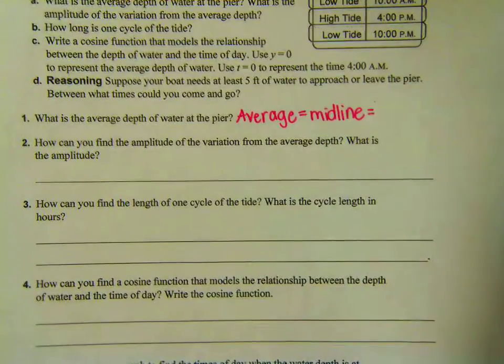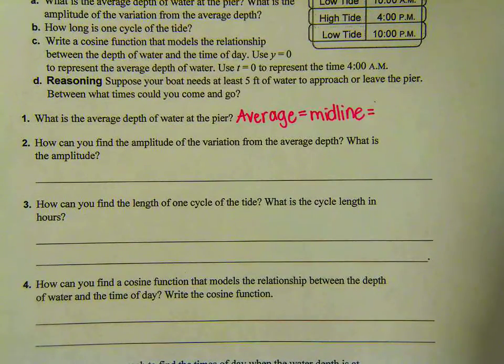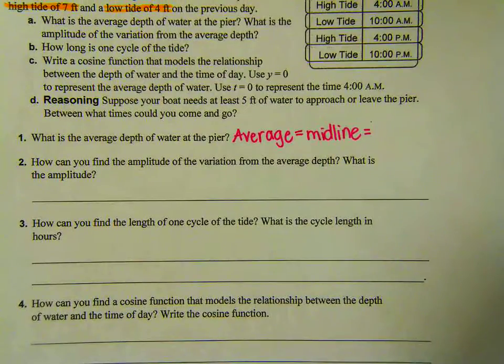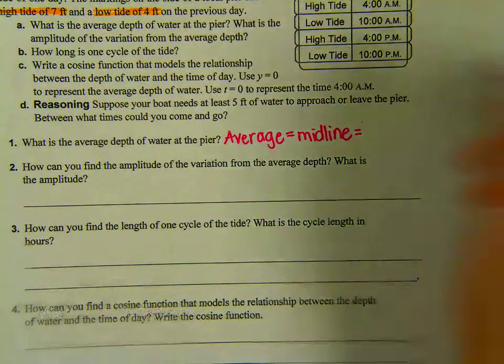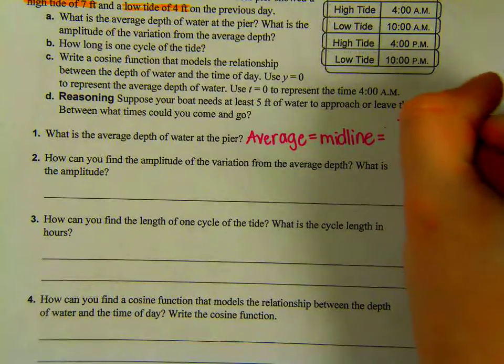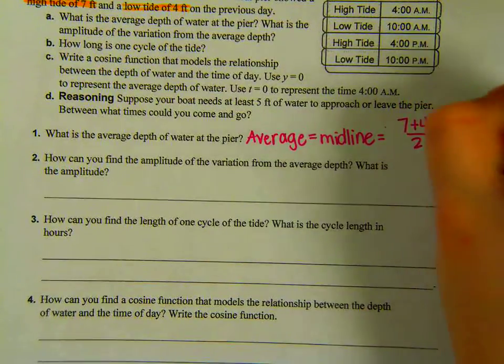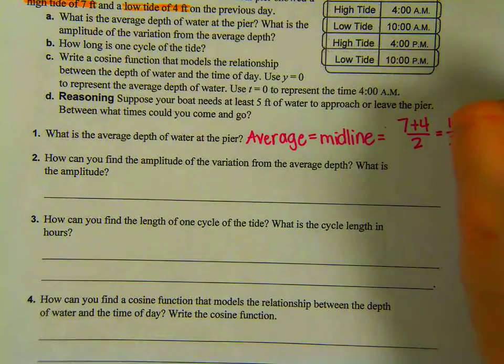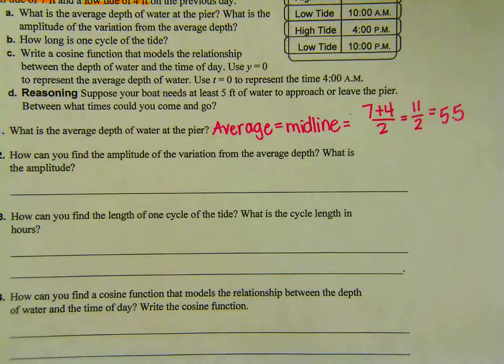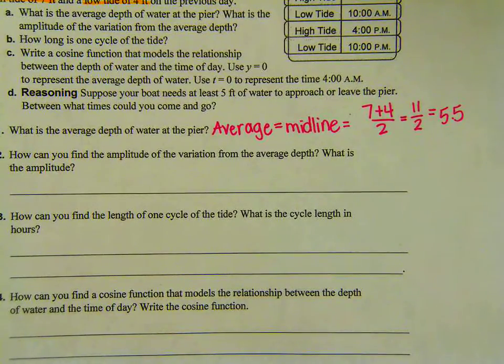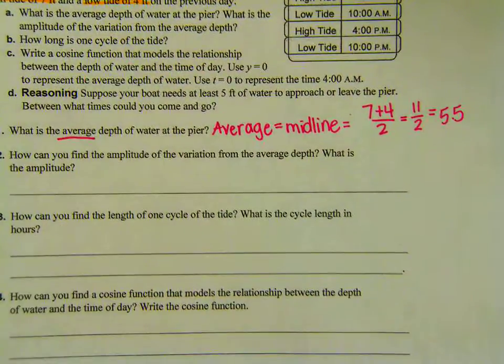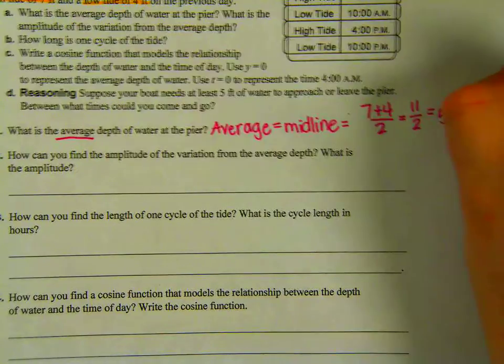And how do I find the average of something? Add them together. I have 7 and 4, so I have 7 plus 4. How many numbers are there? 2. So we have 7 plus 4 over 2, which is 11 over 2, or 5.5. So 5.5 should be your answer for the midline. Average is the key. And that's feet, by the way.